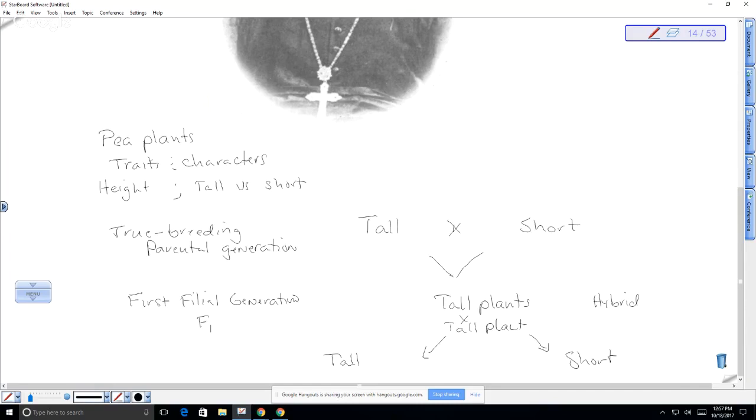So what this means is that the hybrids are not true breeding, right? These are hybrids, and they are not true breeding because their offspring can be either tall or short. And then this one is called the second filial generation. So it is sometimes put with a big F and a 2 underneath. That's the second generation.